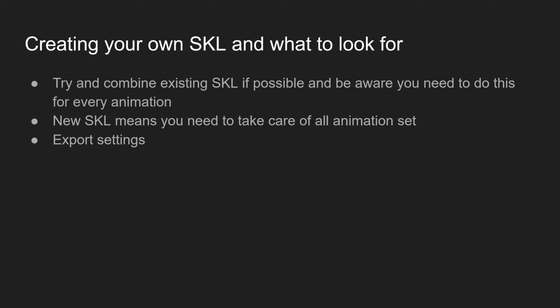Right, so first part, creating your own skeleton and what to look for. The easiest way, and I think it's the most recommended for me at least, is to try to combine SQLs that already exist. For example, if you want to add capes to your models, you can try and add the bones, let's say, from a set that already has capes. For example, if you want to do Legolas and you want to add capes, you could try and add the capes and bones from Faramir.